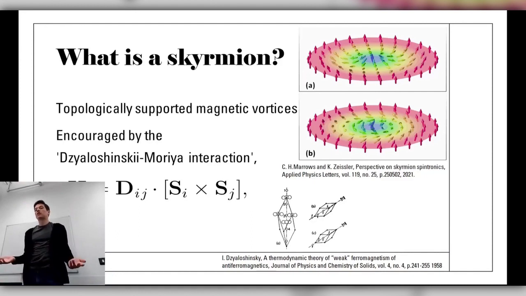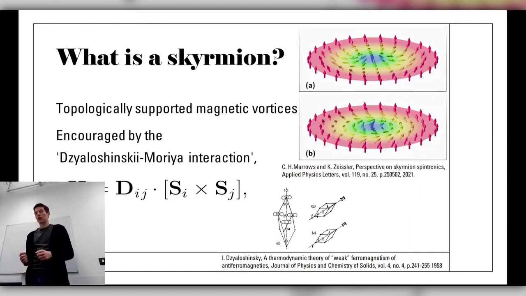First of all, what is a Skyrmion? A Skyrmion is essentially a topologically protected magnetic vortex. We'll explain more on what that means in a minute. We have two types: a Néel-type Skyrmion, shown in figure A, and a Bloch-type Skyrmion, shown in figure B.